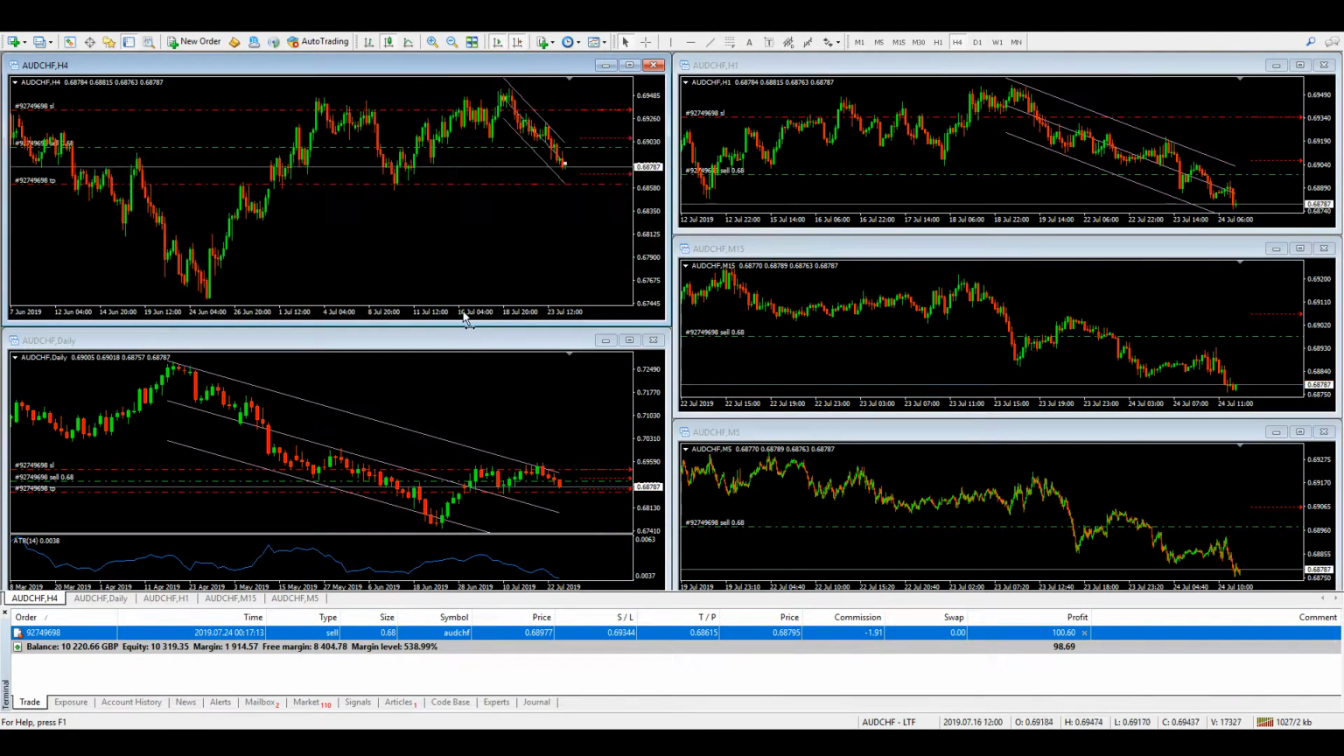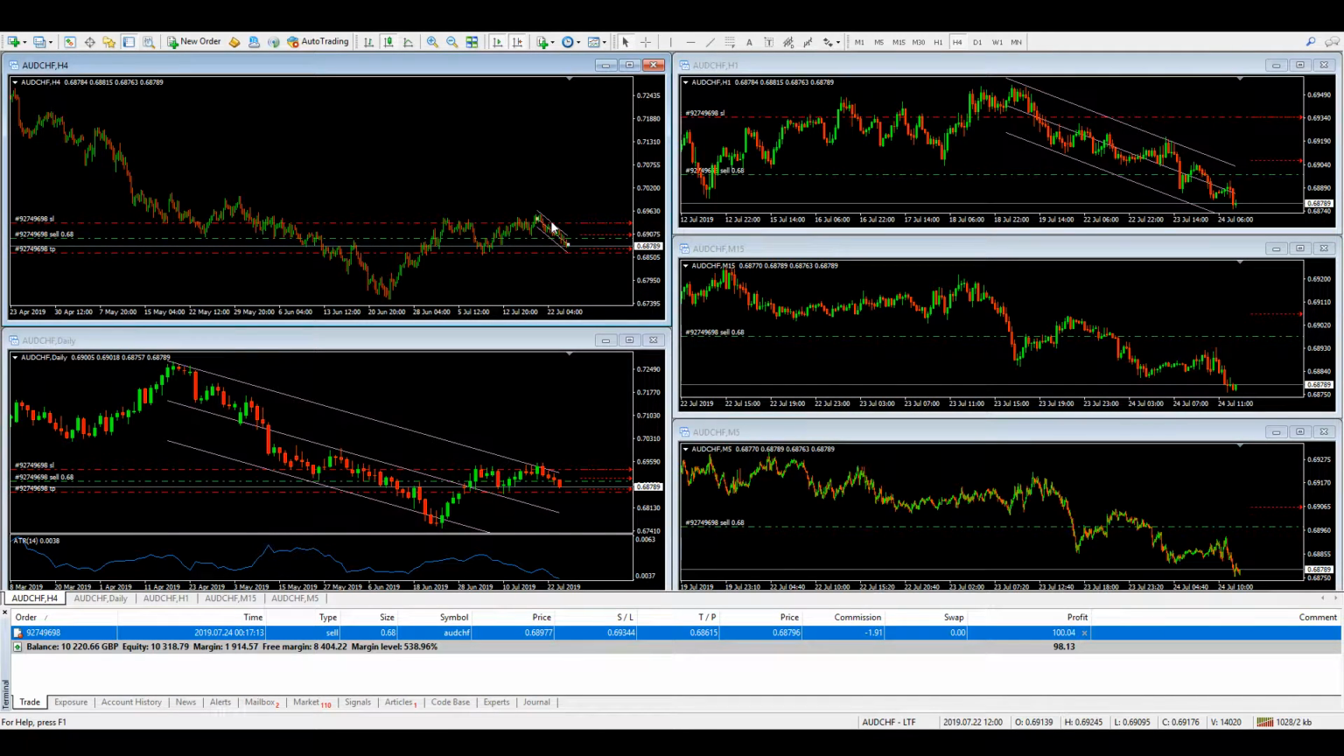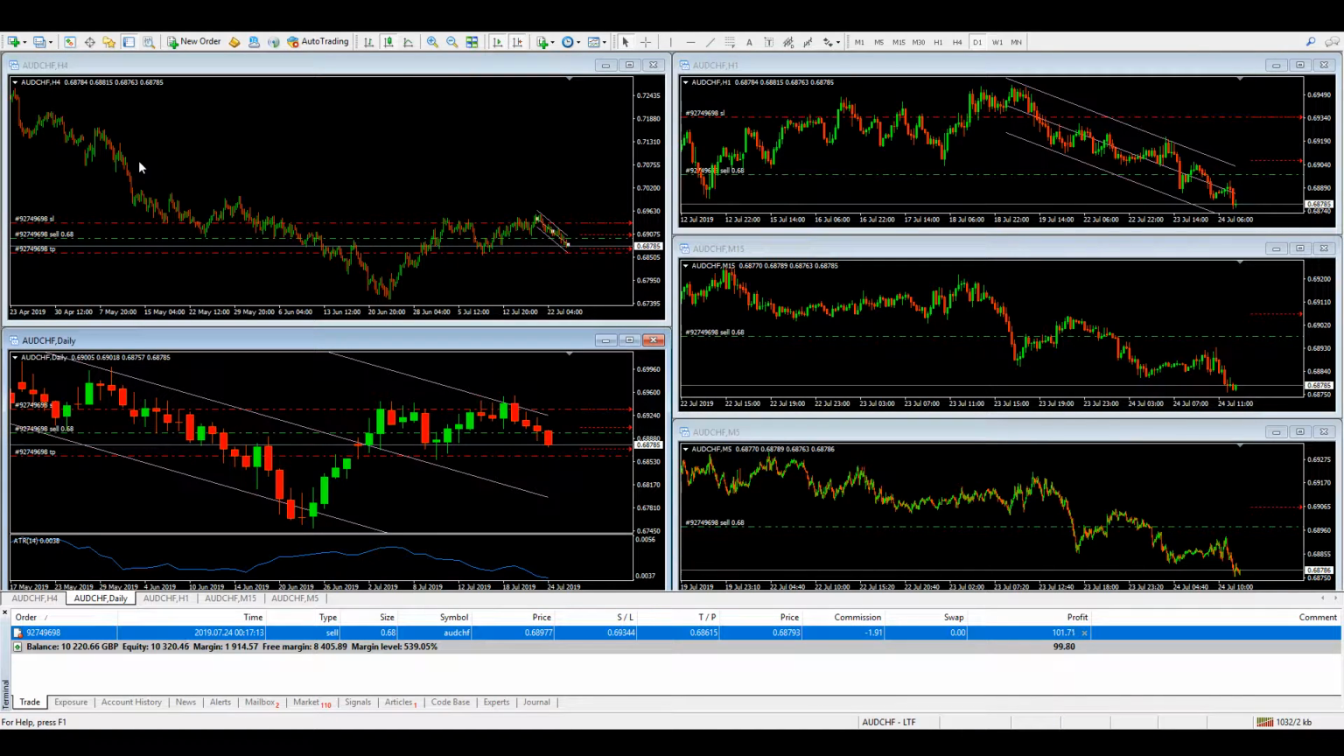And the 4-hourly is now congruent with what the daily was saying as well. So we're seeing this downward movement on the 4-hourly, same on the hourly, same on the lower time frames as well. So everything is pointing down, which gives a good premise for a short. So in this instance, I have a 2% risk on this, and it's a 1-to-1 reward to risk that I'm going for.